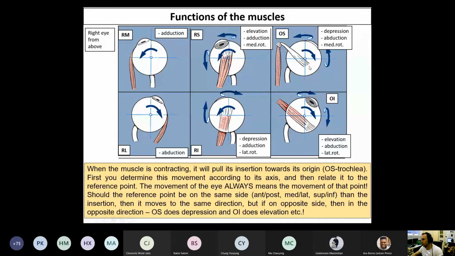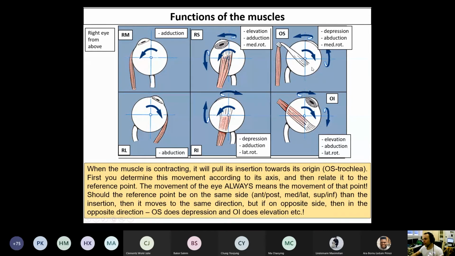This means that if you pull this point towards this point, the back of the eye will move medially around a longitudinal axis. But since the back of the eye moves the opposite way than the front part, it will move the anterior part of the eye with the point of reference in a lateral direction. This will mean that the superior oblique will not produce adduction, even though this point will be pulled medially. But if this point moves this way, then this point moves this way. So you follow the arrow direction here, it will produce abduction.